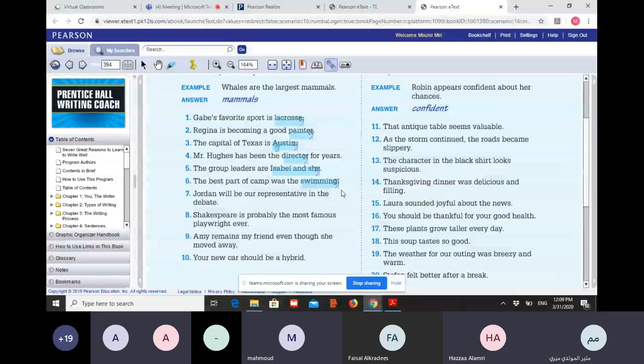Representative. Your answer is right, it is representative. But show me the verb first. Where is the verb? Jordan will be. So will be is the linking verb, and our representative is the predicate noun.